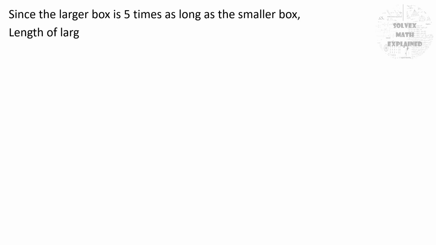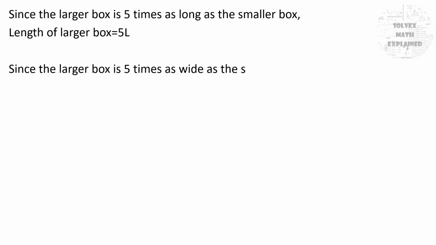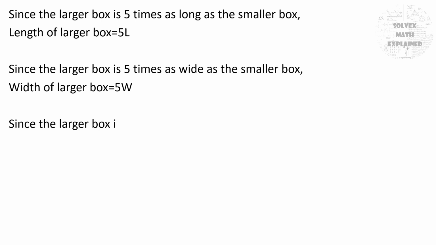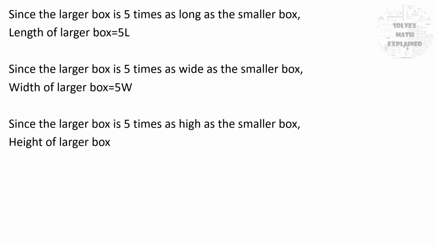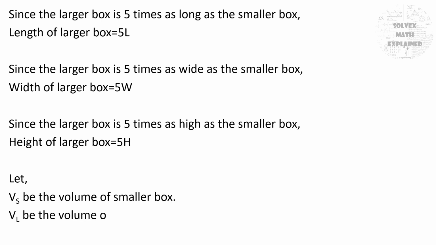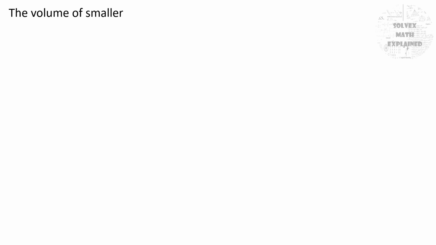Since the larger box is 5 times as long as the smaller box, the length of the larger box equals 5L. Since the larger box is 5 times as wide as the smaller box, the width of the larger box equals 5W. Since the larger box is 5 times as high as the smaller box, the height of the larger box equals 5H. Let VS be the volume of the smaller box, and VL be the volume of the larger box. Then, we can write that VS equals LWH.